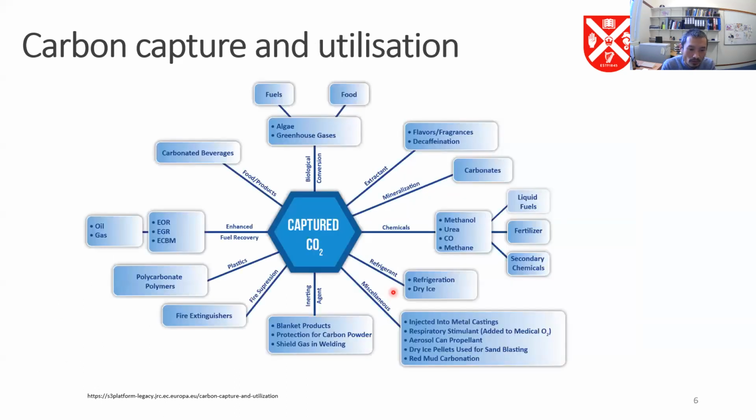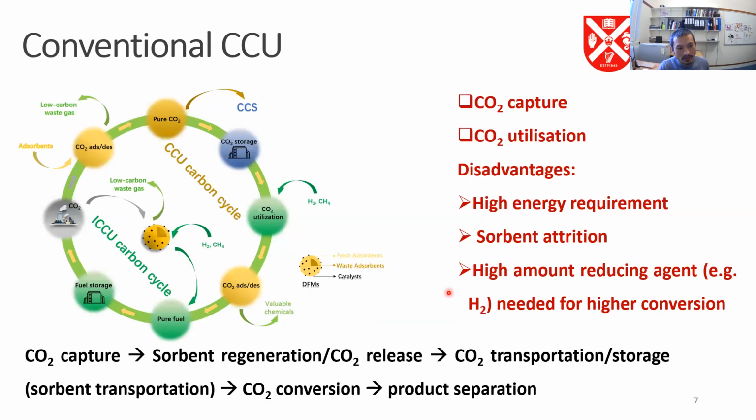One of the questions is what we are going to do with the captured CO2. We can utilize it. We can convert the captured CO2 into different products like fuels, chemicals, and some materials. For example, we can convert the captured CO2 into methanol, CO, and methane, and we can also use CO2 directly as dry ice. Of course, we can also store CO2, which we call CO2 capture and storage. But in this presentation, I mainly want to focus on CCU, CO2 capture and utilization.